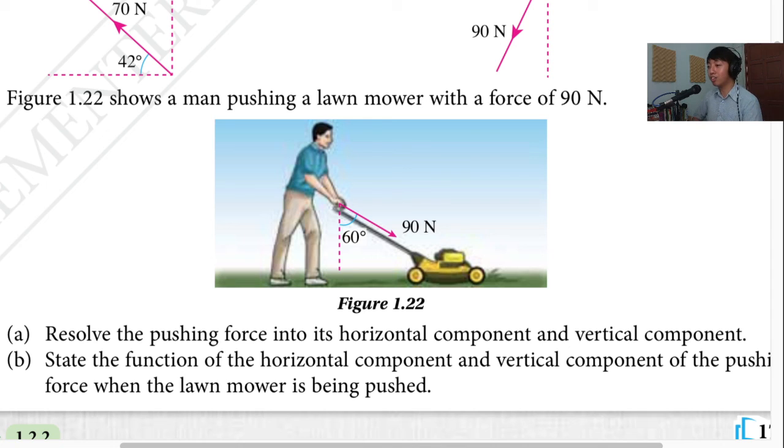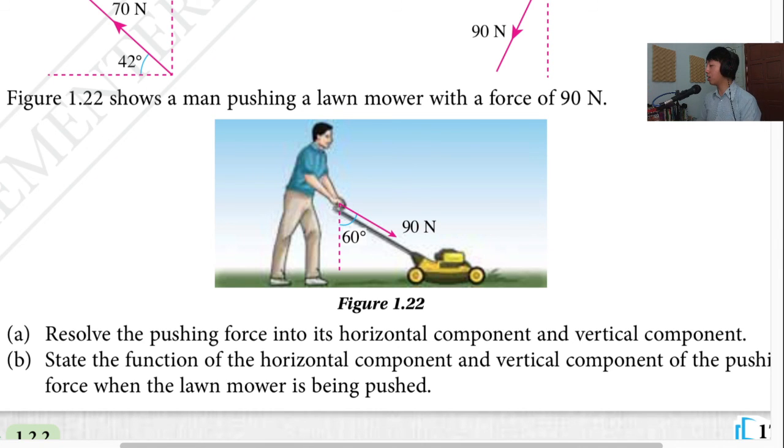Okay, so Davey says overcome frictional force. Okay, yes, that's fine. What else? What happens to the lawnmower? To push the lawnmower. Yes, exactly. It pushes the lawnmower forward. It propels the lawnmower to the right. Yeah, you can say that. So that's the point of the horizontal force.